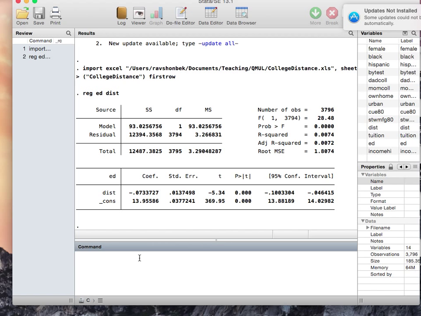So let's do this now, because college degree is a variable that will affect the number of education years you have for sure, but it also at the same time might be correlated with the distance as well. So let's add that variable, control for its effect, and see what happens to the effect of distance. And if it changes significantly in the practical sense, not statistical sense, we might be suffering from bias.